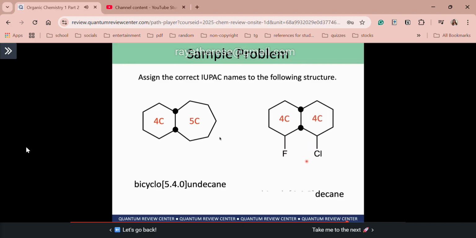So that's why we call this bicyclo 4,4,0 decane. Again, class, this is a fused bicyclic compound. That's why we don't need to have a value here, so it's always 0.